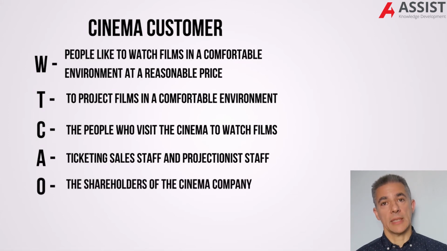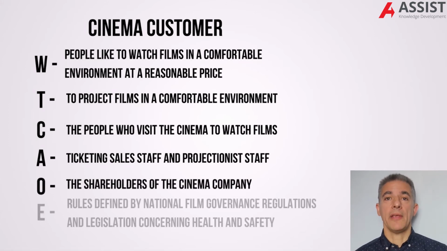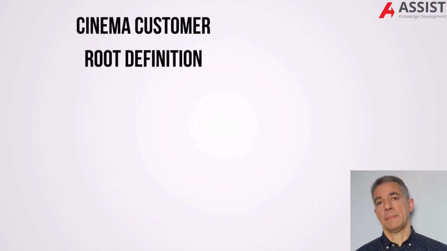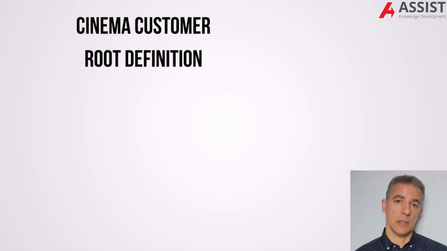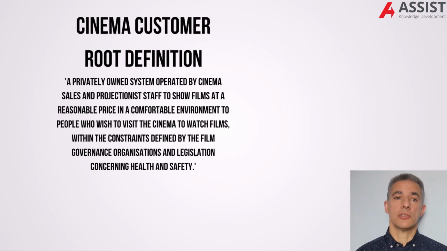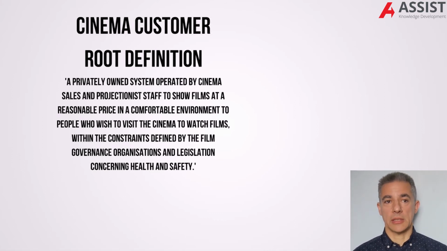The owners are ultimately the shareholders of the cinema company, and the environment exists within rules defined by national film governance organisations and legislation concerning health and safety. We can then encapsulate this perspective into what is known as a root definition. The root definition here for the cinema customer would be a privately owned system operated by cinema sales and projectionist staff to show films at a reasonable price in a comfortable environment to people who wish to visit the cinema to watch films, within the constraints defined by the film governance organisations and legislation concerning health and safety.